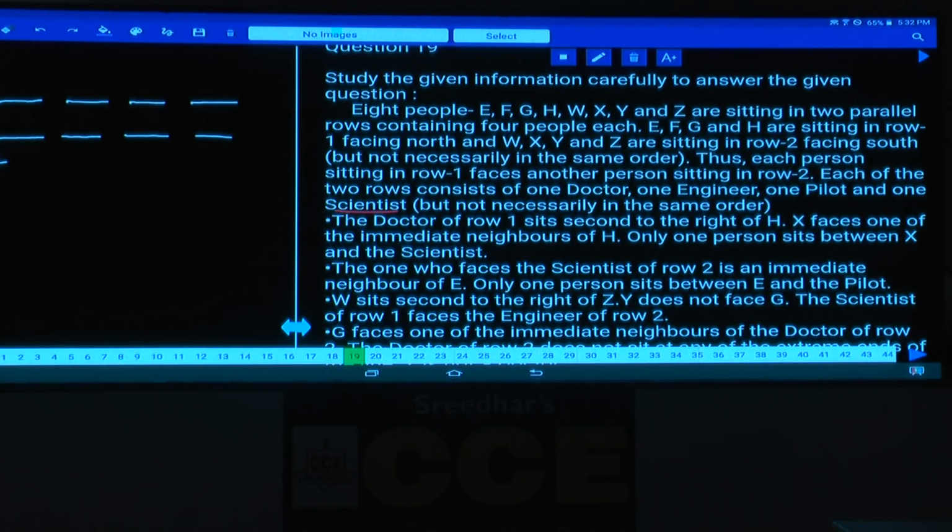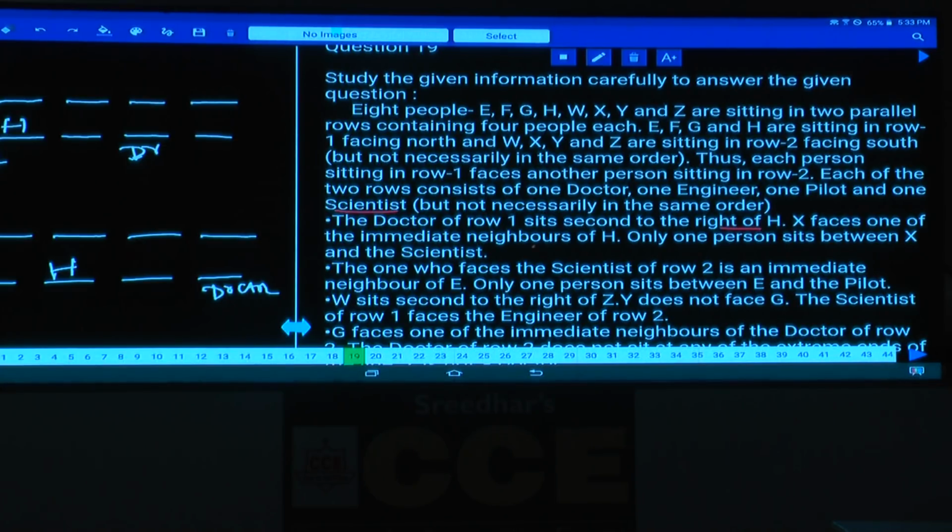And the doctor of row 1: the doctor of row 1 sits second to the right of H. This is row 1 and H is here, and this person is the doctor. This is one possibility. Then what is the second possibility we can have? 1, 2, 3, 4 and 1, 2, 3, 4. If H is at the second place, H is here and the doctor will be at this place.